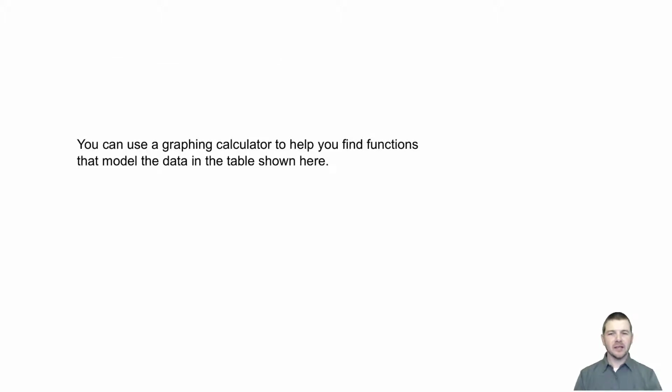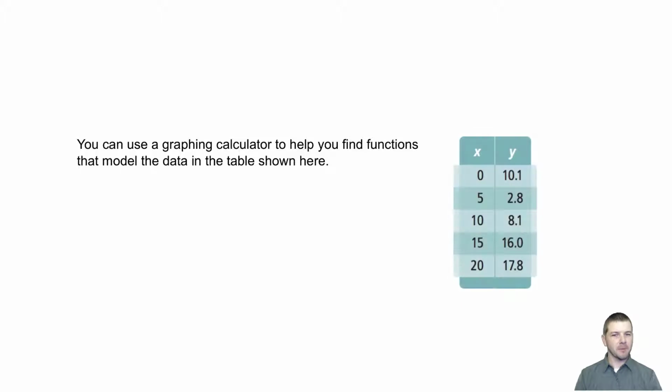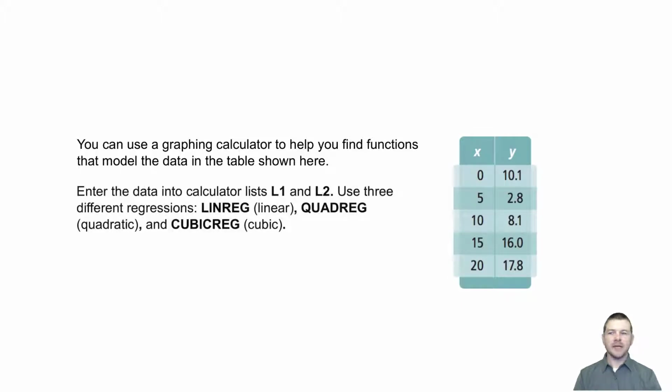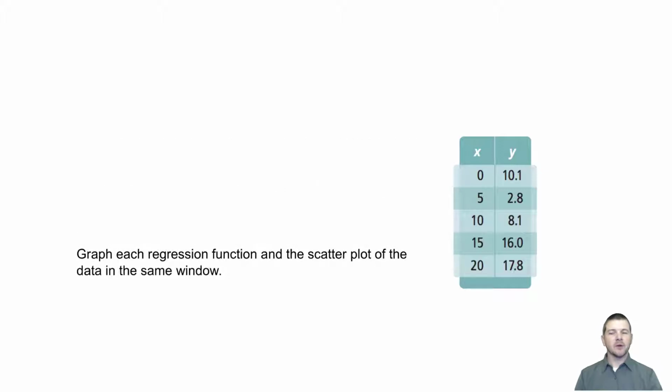You can use a graphing calculator to help you find functions that model the data in the table shown here. Enter the data into calculator lists L1 and L2, or a table on Desmos, and use three different regressions: linear regression, quadratic regression, and cubic regression. Graph each regression function and the scatterplot of the data in the same window.